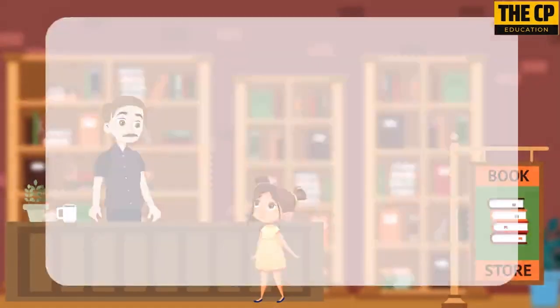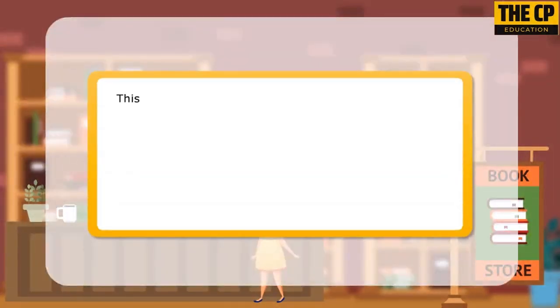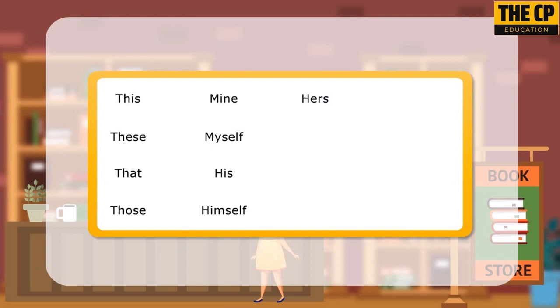Here is a list of some pronouns. This, these, that, those, mine, myself, his, himself, hers, herself, we, us, theirs, themselves.